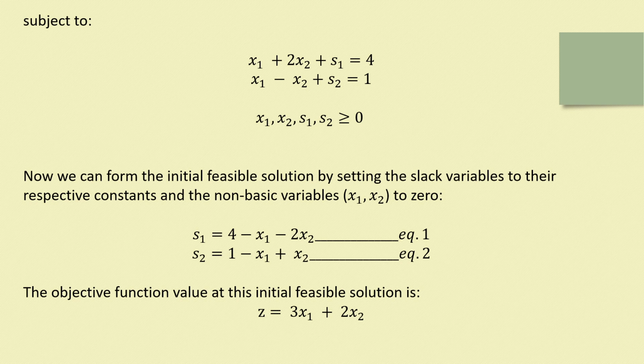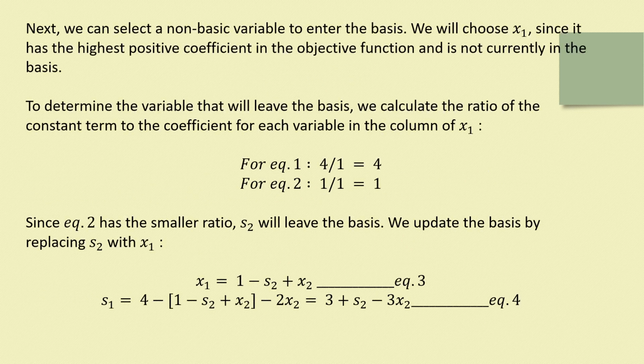Now we can form the initial feasible solution by setting the slack variables to the respective constraints and non-basic variables to 0, which is s1 equal to 4 minus x1 minus 2x2 and s2 equal to 1 minus x1 plus x2. And at this value, the initial feasible solution is z equal to 3x1 plus 2x2. Next, we select a non-basic variable to enter the basis. We will choose x1 since it has the highest positive coefficient in the objective function.